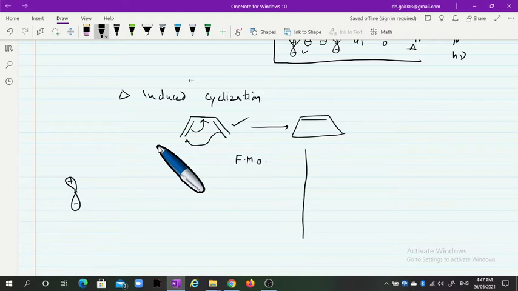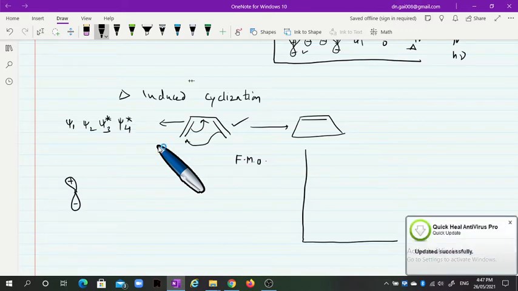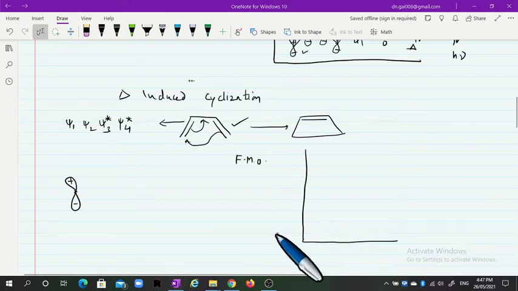We have already derived the orbitals, so no need to draw them. We know the bonding molecular orbitals are psi1 and psi2, and the antibonding ones are psi3 star and psi4 star. Therefore we can write here psi1, psi2, psi3 star and psi4 star, with nodes 0, 1, 2 and 3.